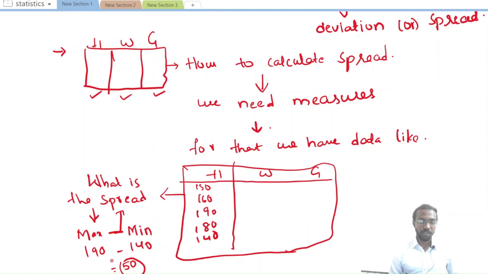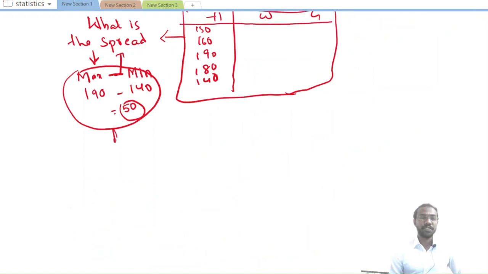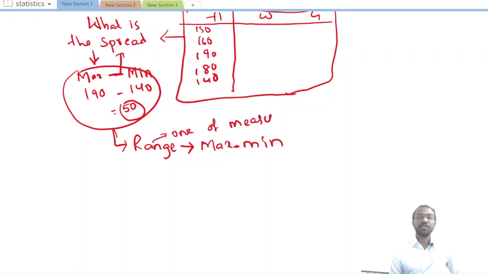Okay, now this kind of calculating technique or measure is known as range. Simply, the range definition is the difference between the maximum value minus the minimum value. We can say that range is one of the measures to calculate spread.